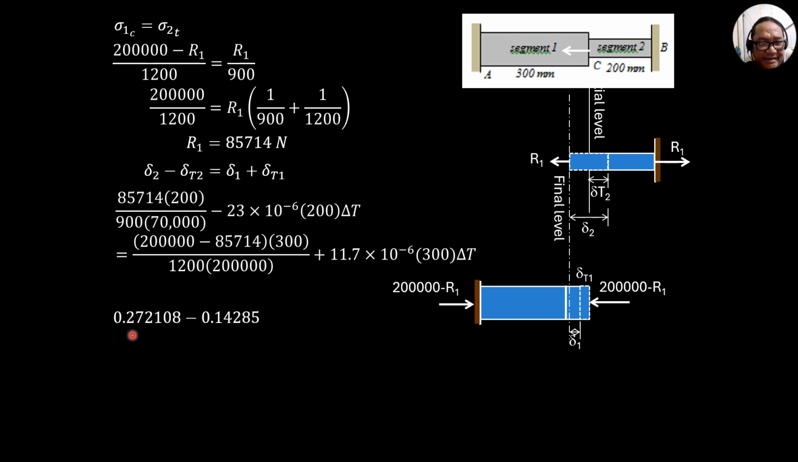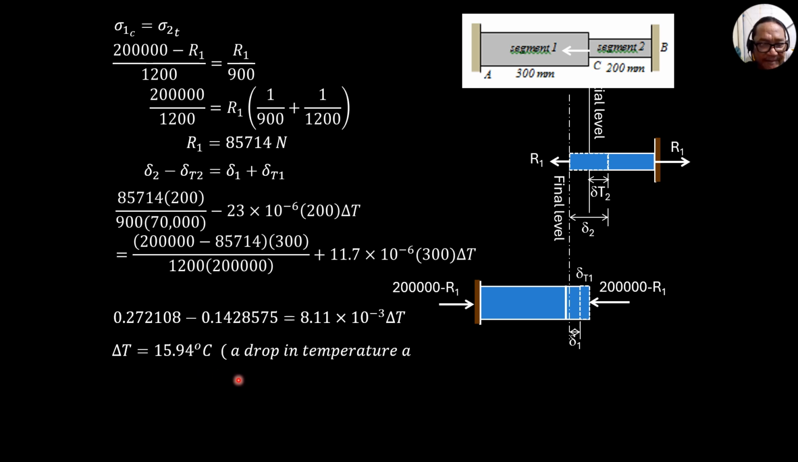So simplifying, this is the first term, then this is the first term from the right side transposed to the left, so it's negative. Then this one transposed to the right combined with 11.7 times 10 to the negative 6 times 300 delta T. So that's the combined value. From here, we can solve for delta T. And delta T is 15.94 degrees Celsius.